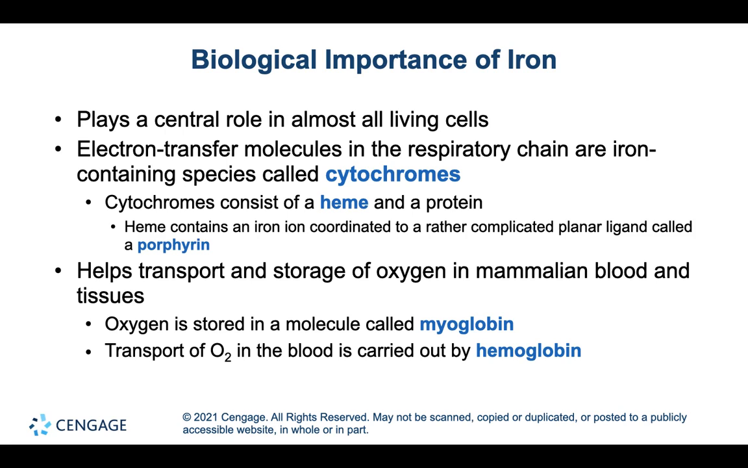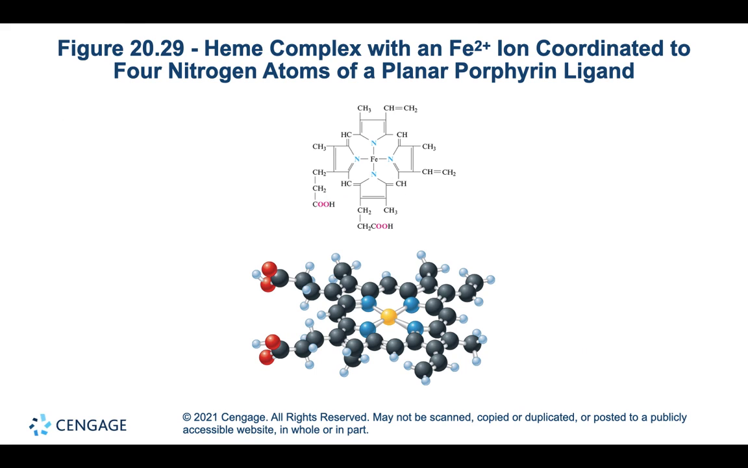So iron is the one that we often think of because it plays a central role in living cells, such as electron transfer molecules in the respiratory chain, which are iron-containing species called cytochromes. So they have a heme and a protein. The heme has an iron ion coordinated to a complicated planar ligand called a porphyrin. These help us transport and store oxygen in mammals, such as myoglobin for storing oxygen and then hemoglobin for transporting oxygen. So those are examples of cytochromes.